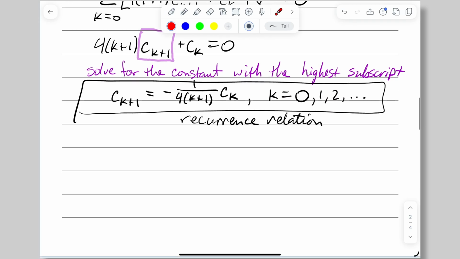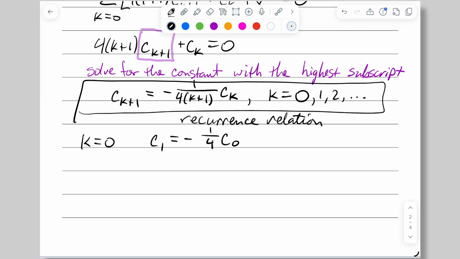Why did we solve for the constant with the highest subscript? Because what we have now is a recursive formula. Once I know what a value is, c sub 1 for instance, then I can use this formula to generate c sub 2, and so on. We're going to start this work with k equals 0. When k equals 0, we have that c sub 1 is equal to negative 1/4 times c sub 0. We don't know what c sub 0 is, but it turns out that's going to be okay. This is as far as we can take this particular term, and so we're going to move on to the term where k is equal to 1.